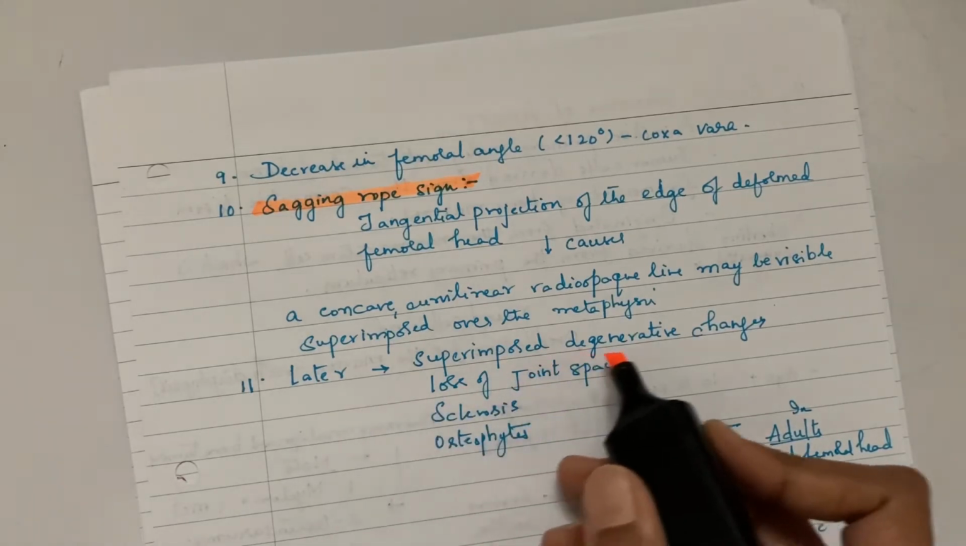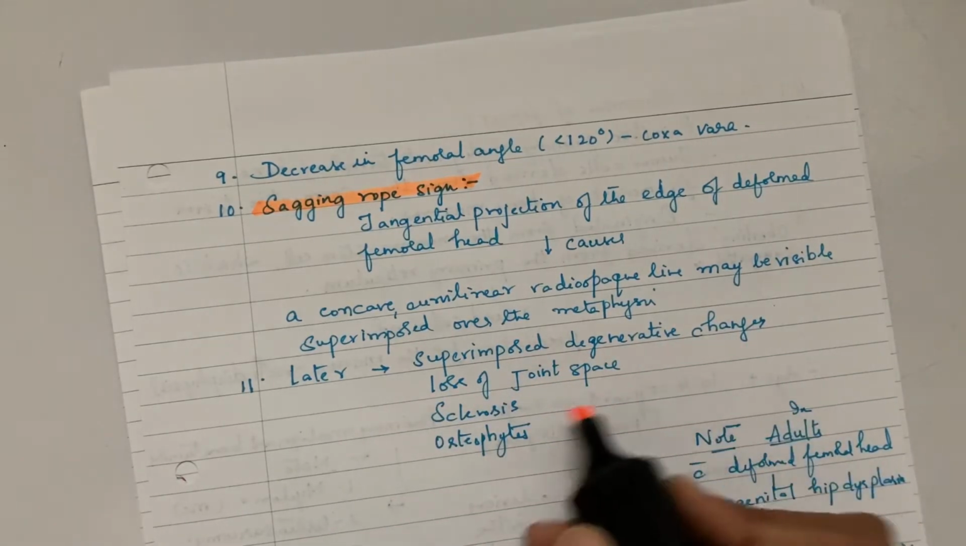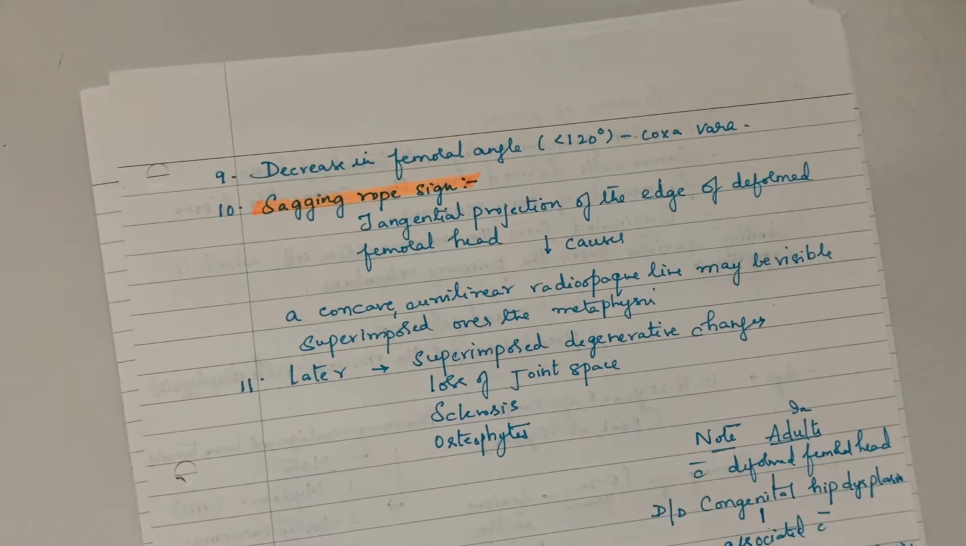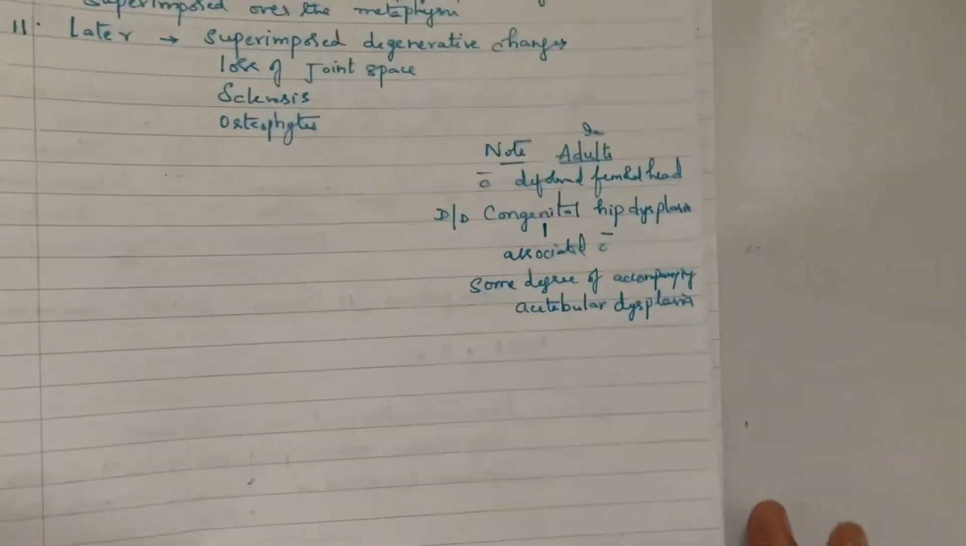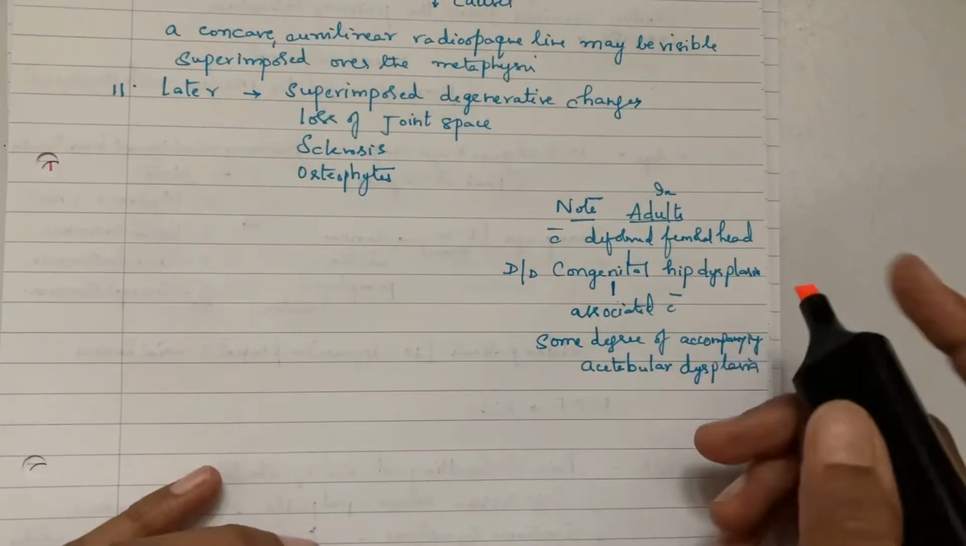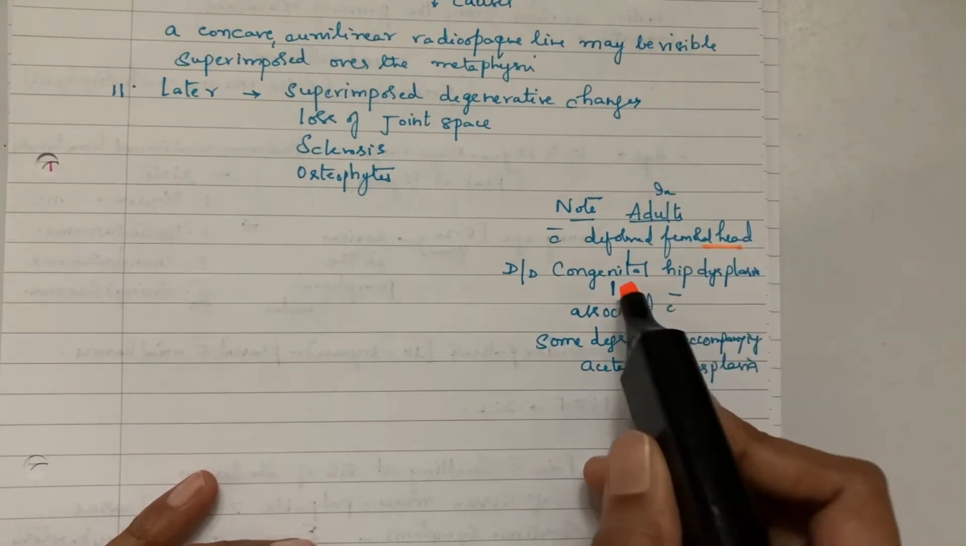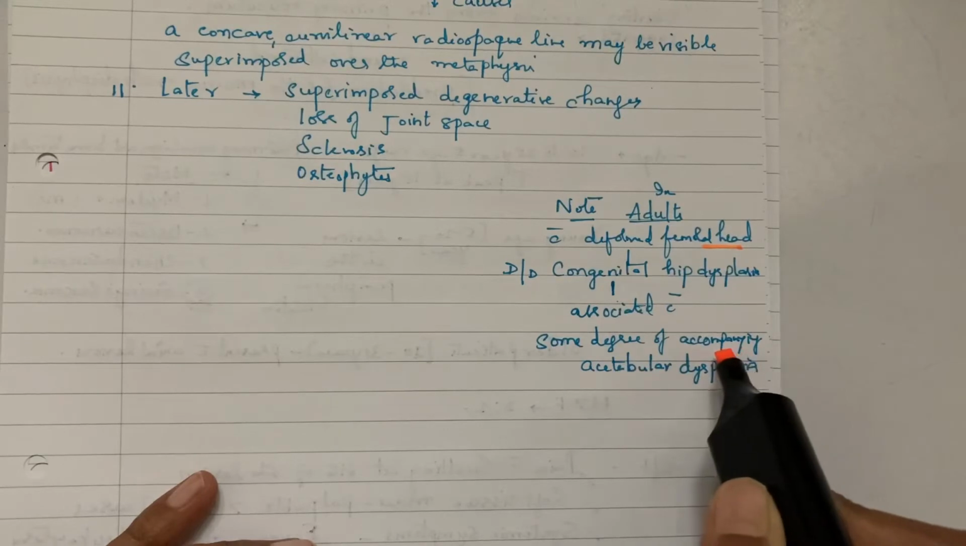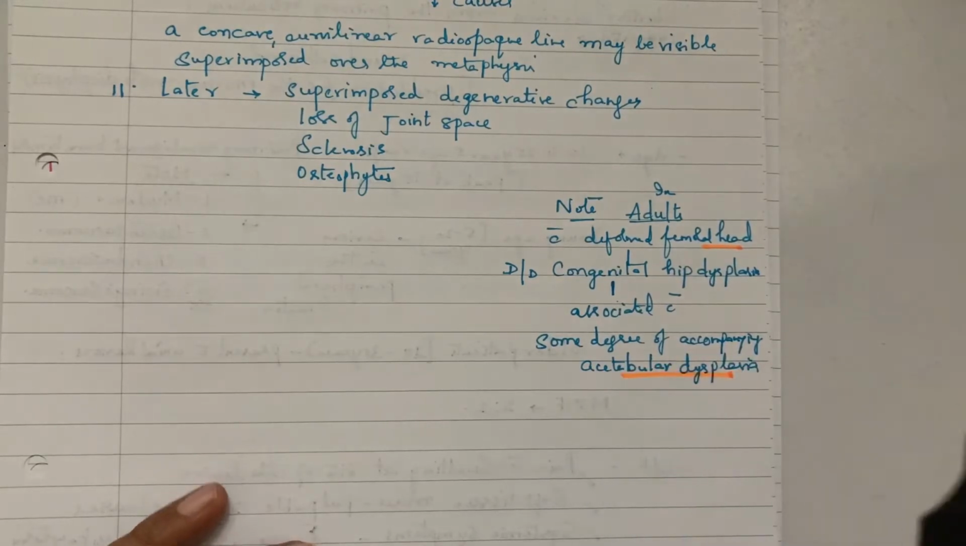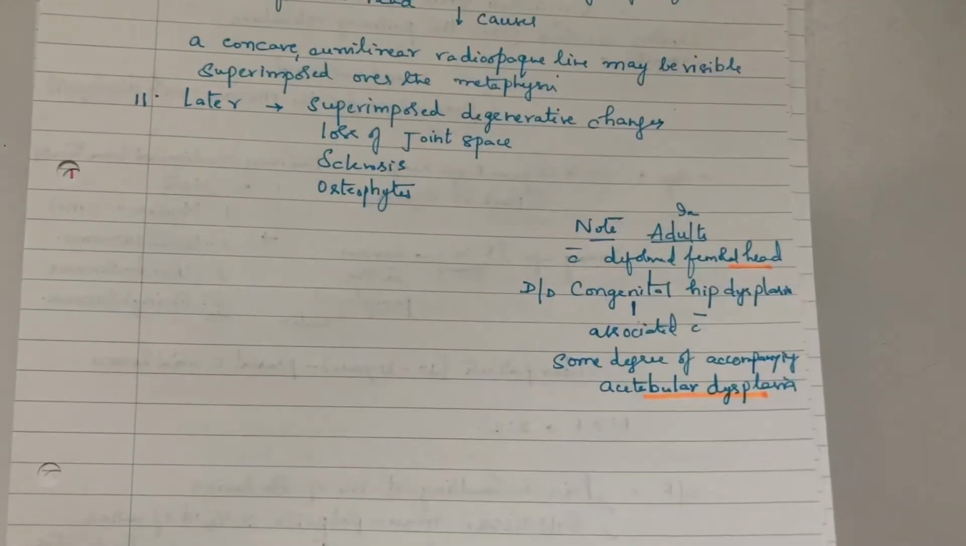Later, superimposed degenerative changes will be there: loss of joint space, sclerosis and osteophytes. One of the differential diagnoses in adults with a deformed femoral head is congenital hip dysplasia. This congenital hip dysplasia is associated with some degree of accompanying acetabular dysplasia. So this is about Legg-Calvé-Perthes disease.